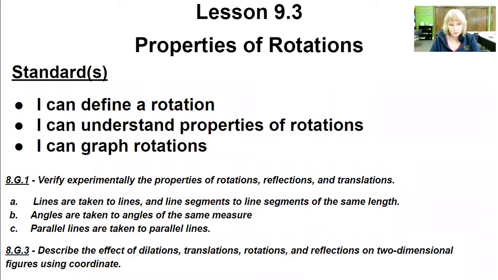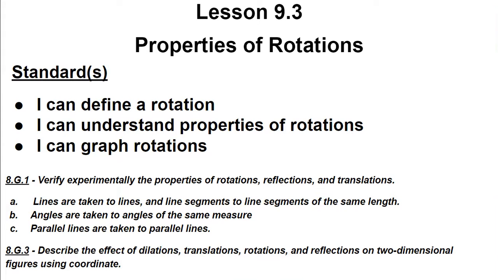We're covering the standards G1 and G3. G3 is describing the effects of dilations, translations, rotations, and reflections on two-dimensional figures using the coordinate plane. And G1 was verify experimentally the properties of rotations, reflections, and translations. And so rotations is today. I'm going to minimize myself and get going.